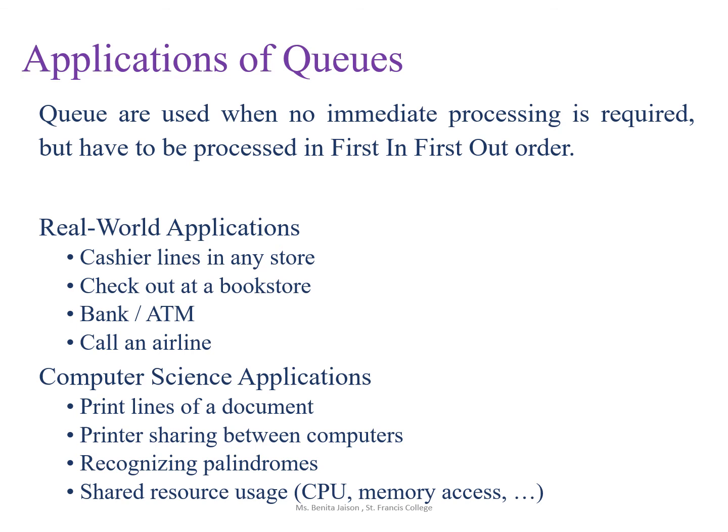In computer science applications, the lines of a particular document are printed in the order of the keys pressed from the keyboard. If a printer is shared between different computers, the computer which triggers the print request first will be served first. And also queues can be used in the recognition of palindromes. Like a printer, CPU or the processor and the memory is also a shared resource between the programs executed, which also follows the first in, first out scheme.